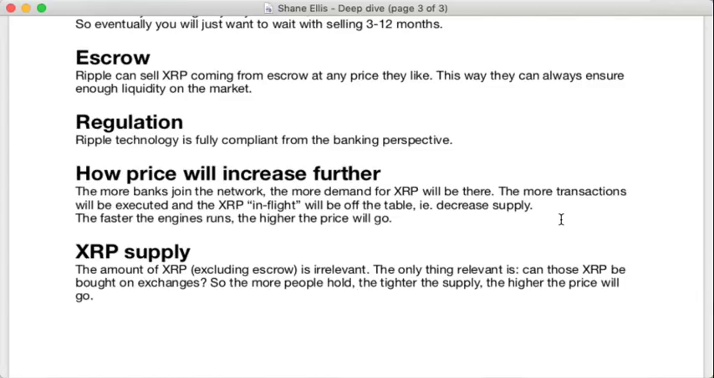Then there have been questions around escrow, and I hope I pronounce it properly now. Basically Shane and other sources said that Ripple can sell the money coming from that escrow at any price they want, thus ensuring there is always enough liquidity on the market.